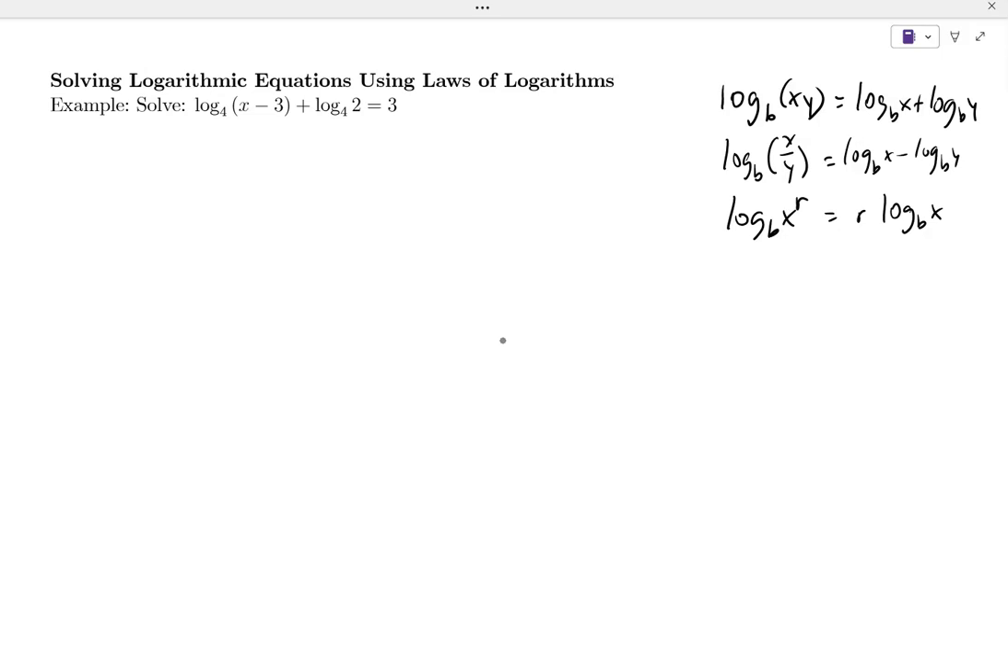I've got the sum of two logarithms, right? We've got log base 4 of x minus 3 plus log base 4 of 2 equals 3. How can you rewrite the left-hand side as a single logarithm? Log base 4 x minus log base 4 3.